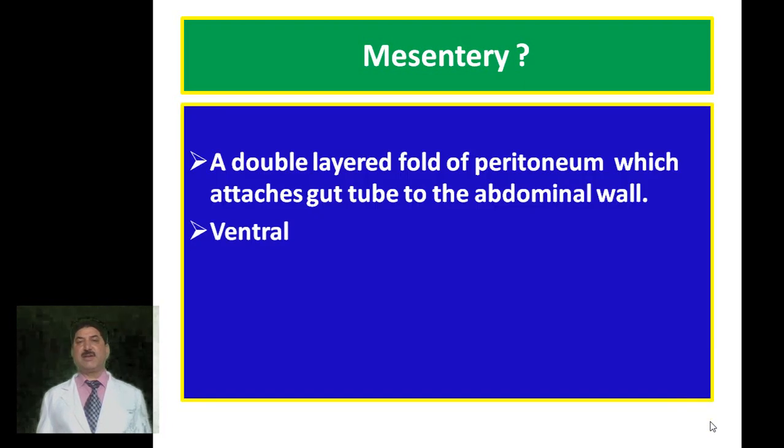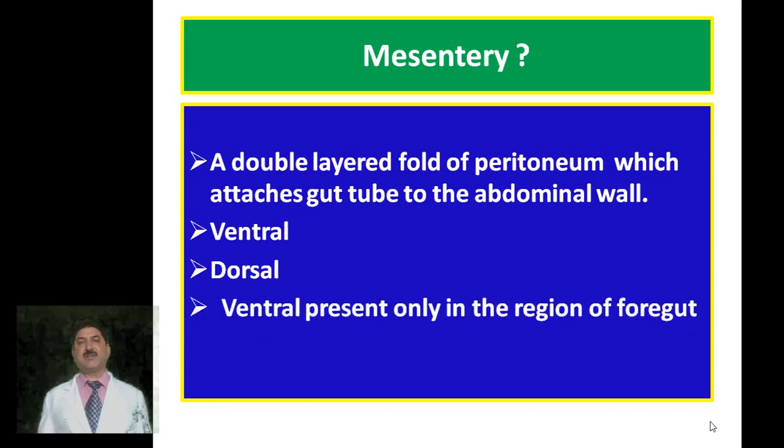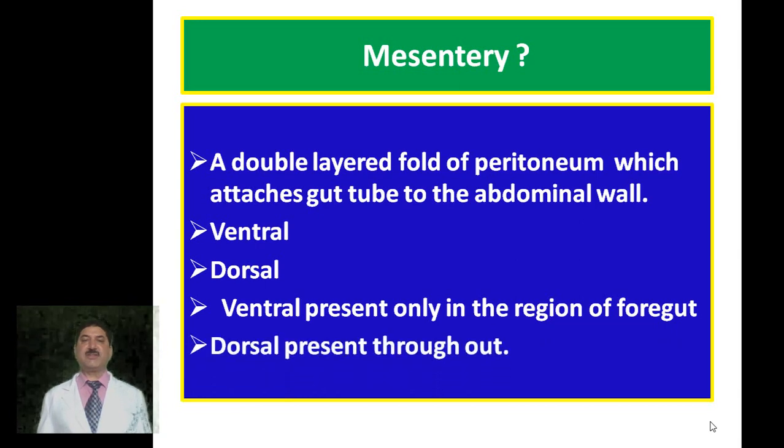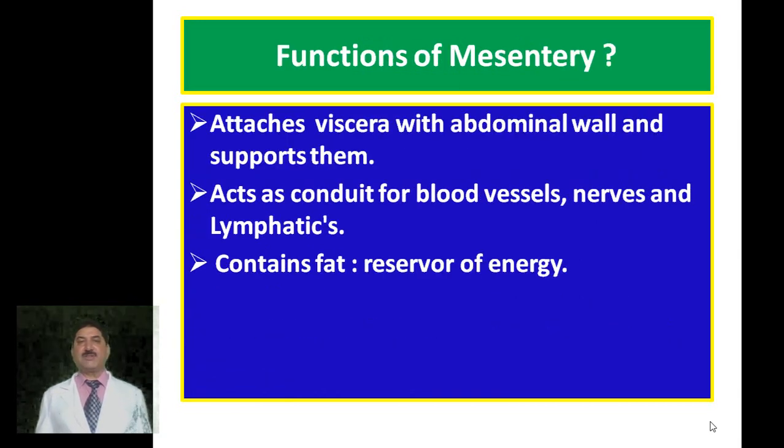Mesentery is a double-layered fold of peritoneum which attaches the gut tube to the abdominal wall. It is divided into ventral and dorsal mesentery. Ventral mesentery is present only in the region of the foregut, whereas dorsal mesentery is present throughout. The functions of the mesentery are it attaches the viscera to the posterior abdominal wall and supports them. It acts as a conduit for blood vessels, nerves, and lymphatics, and it also contains fat.